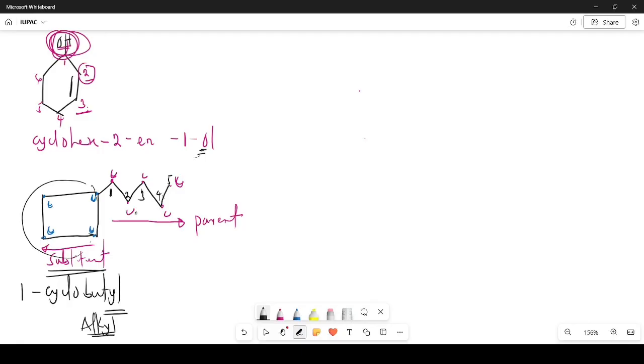Then we go ahead and name the parent. What's the name of the parent? The parent has 5 carbons. So we call it pentane. Why is it pentane? Because it has single bond. That's why we are ending it with ANE. Suppose it is double bond, it will be what? ENE. Oh, let's take an example.